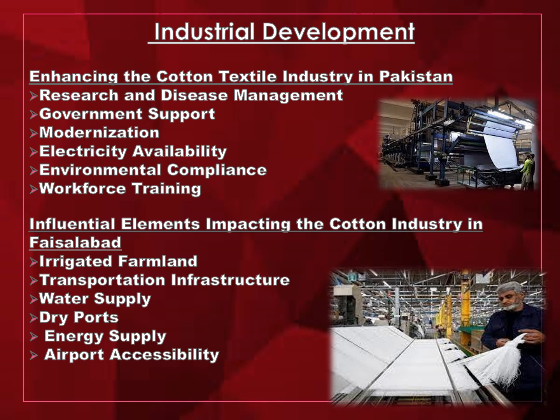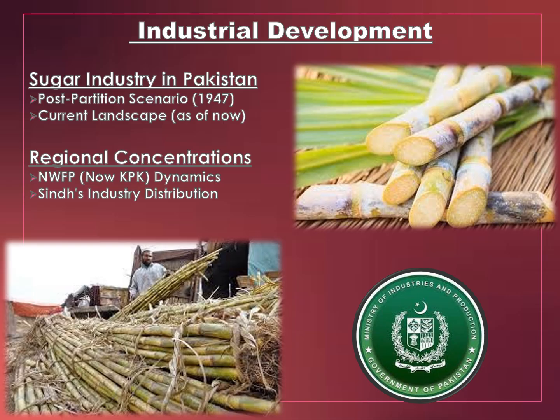Access to thermal power ensures a reliable electricity supply for machines used in the cotton industry. There is an availability of airport facilities, business trips and connections with businessmen promoting collaboration and trade within the cotton industry and beyond. So these are the major influential elements. Now, if we talk about the second major industry, that is the sugarcane industry.